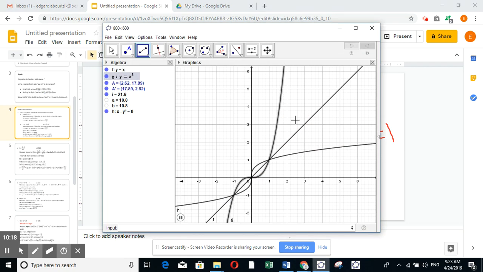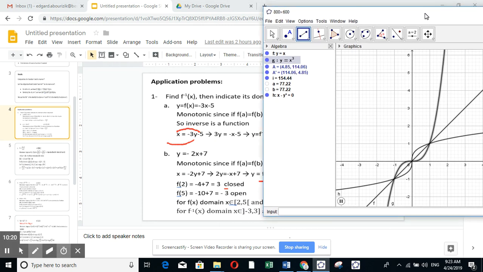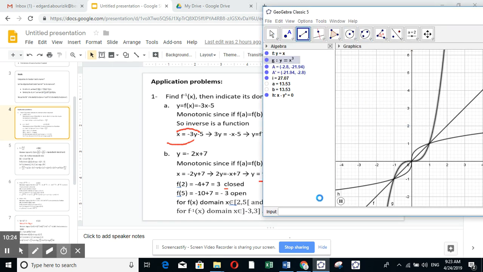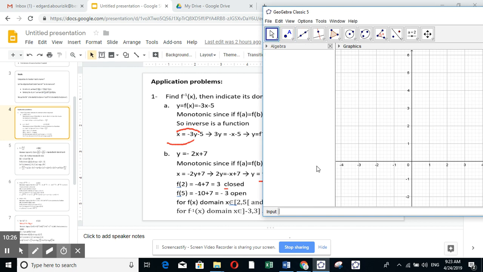Let us check it using GeoGebra here. Let me put new. You can see it. So the first one, the function that I have, y equals f of x equals minus 2x plus 7.